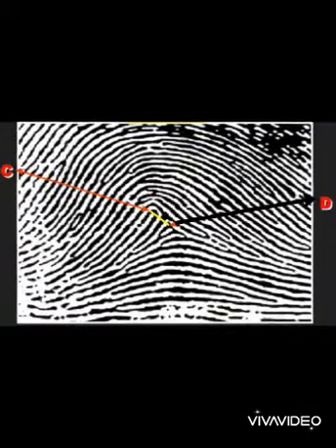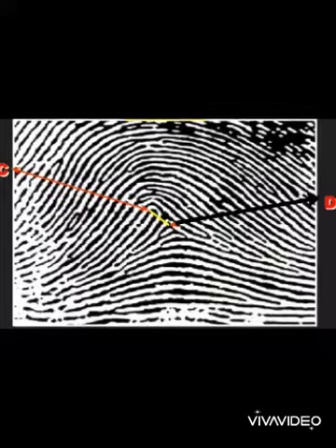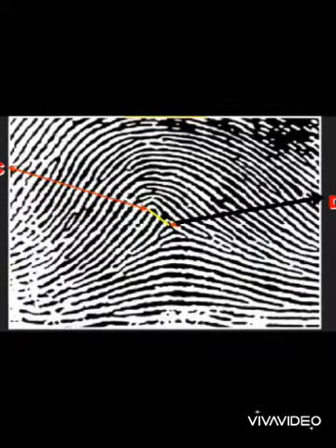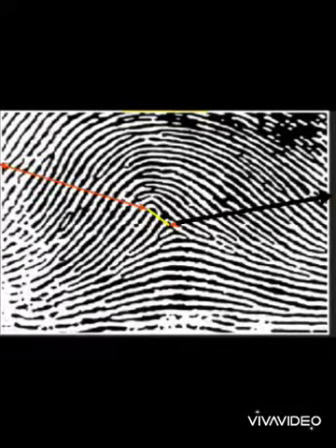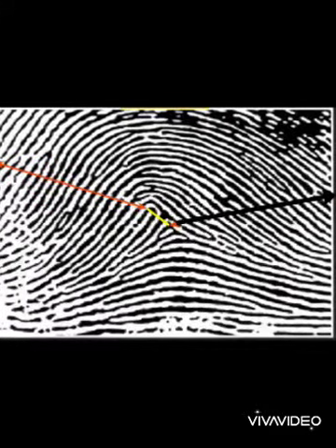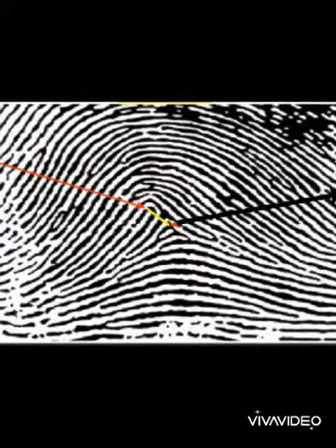So in this next example, this is a loop because as we can see here, there is a sufficient recurve that is not spoiled with any appendages. And as we can also see, there is a delta and there is also a ridge count which is 2, the yellow line.